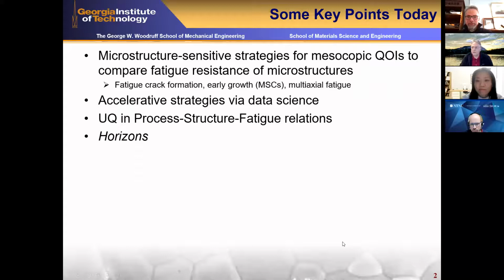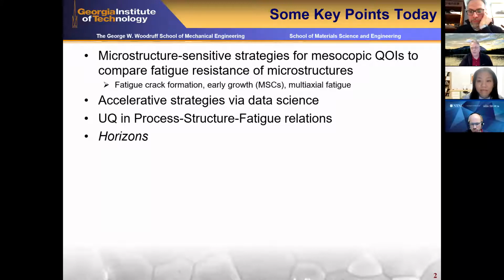So some key points that I'll make in my presentation today. First of all, I want to focus on what we call microstructure-sensitive strategies. That is, we incorporate realistic microstructures and we compute mesoscopic quantities of interest. We call them fatigue indicator parameters that enable us to compare fatigue resistance of microstructures. This is sort of a material selection design improvement type of capability.